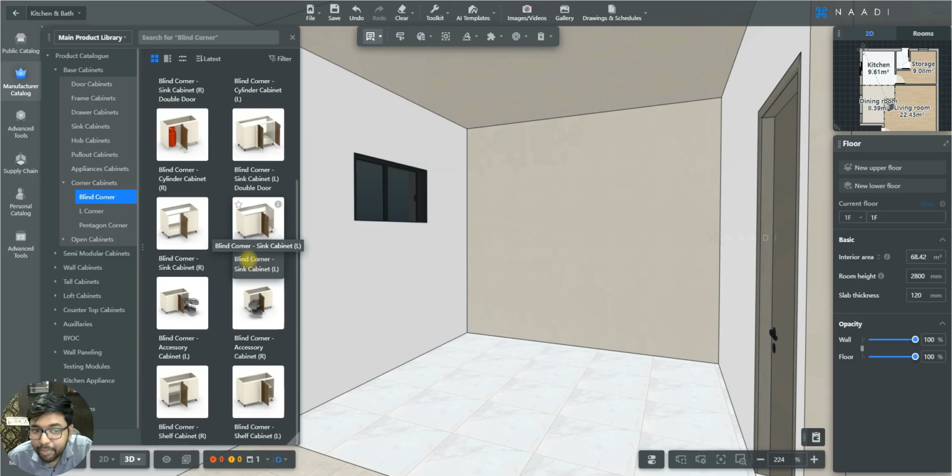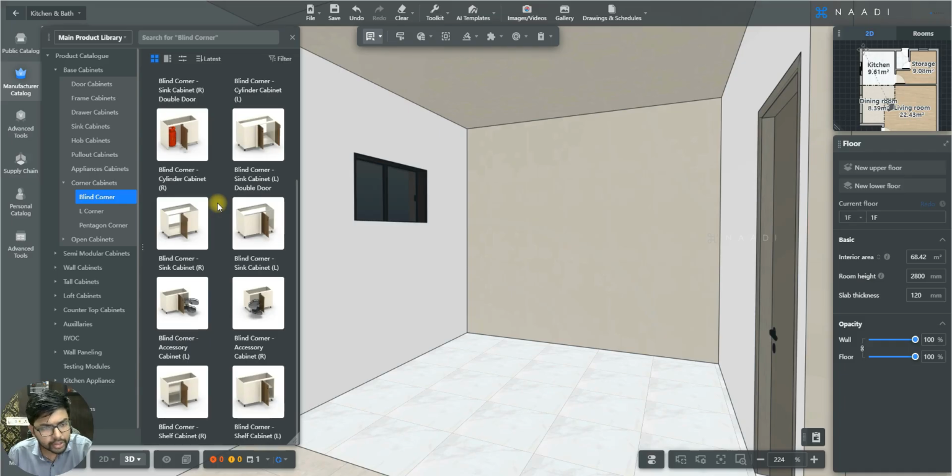So this one here is a blind corner sink cabinet. This one is a blind corner accessory cabinet. It does come with your blind corner accessory. In addition to that, this one here is your blind corner shelf cabinet. We even have your blind corner cylinder cabinets too.